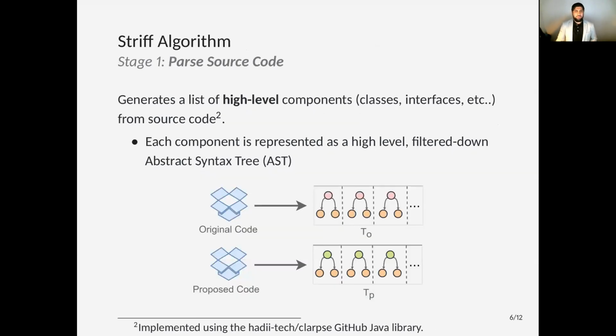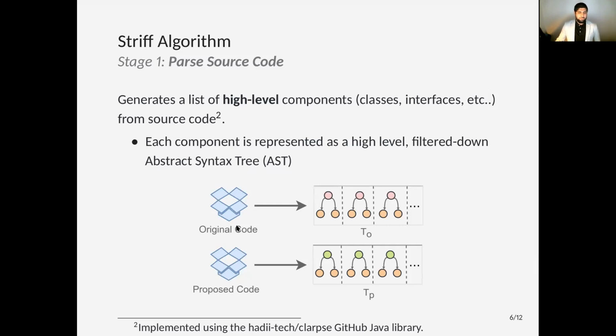So the algorithm that we use to generate Striff diagrams has really four stages. The first stage is to parse the source code. We have an original code base, and we have the proposed code base that represents the original code base with the incoming code submission.